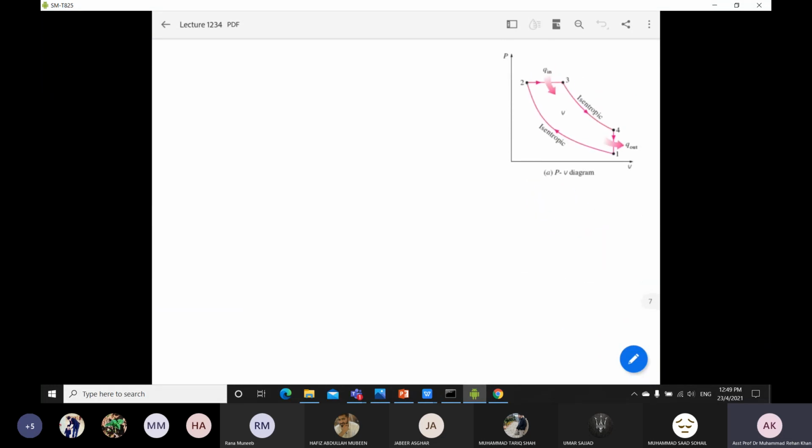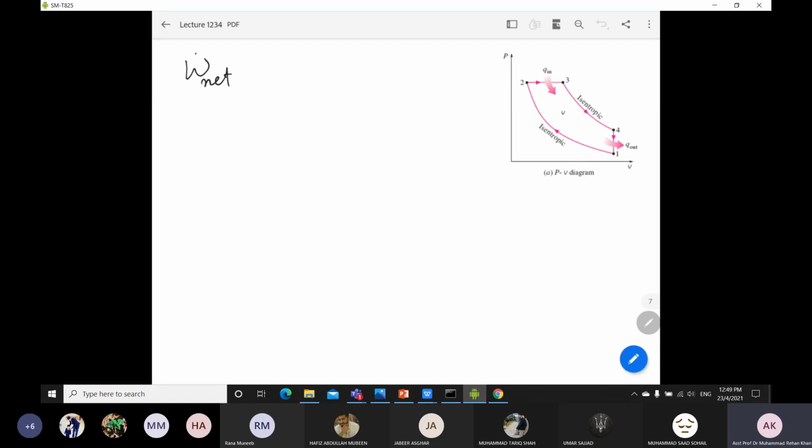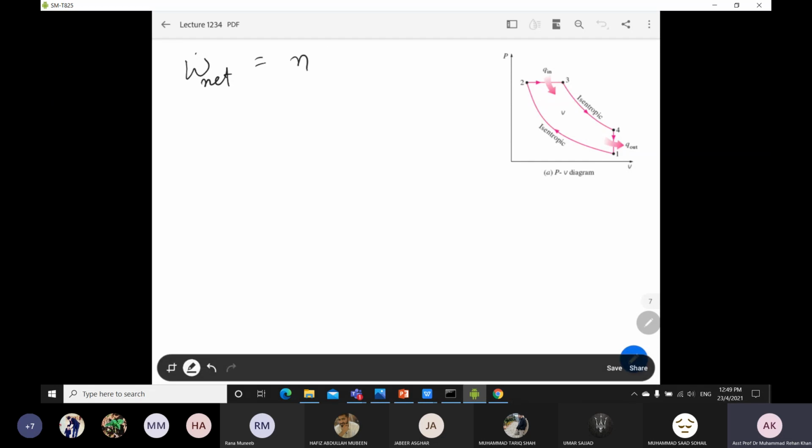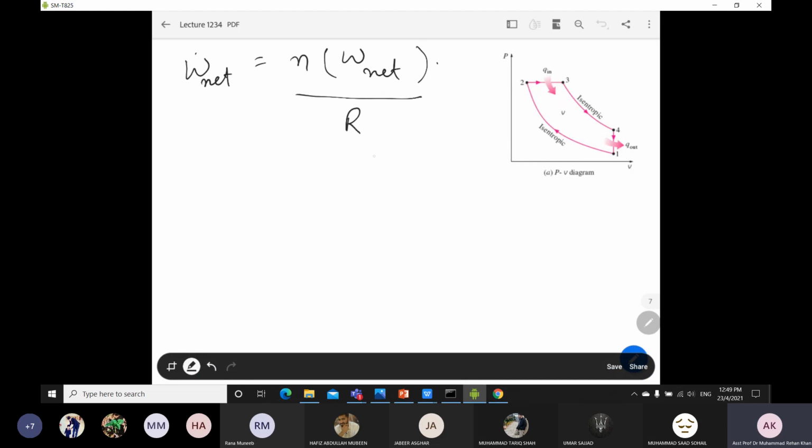You have to correlate with the PV diagram, because it is a diesel cycle, so the PV diagram is the same. Now the required thing is to find the power produced. For power produced, you can represent it with W dot net, because it is power, and then n is the revolution per second, and W net is the total work produced from your cycle, and then you have to divide it by R. Here n you can get from the question, because it mentions 1500 rpm.